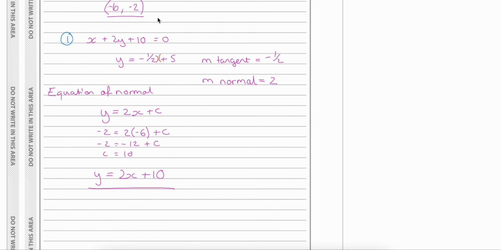But we also know it goes through this point here. So we can insert those coordinates into here. So minus 2 is 2 times minus 6 plus c. So that's minus 12. Minus 12 minus 2 is 10. C is 10. There's your formula. Y equals 2x plus 10.